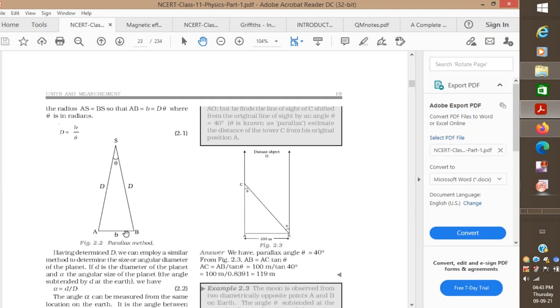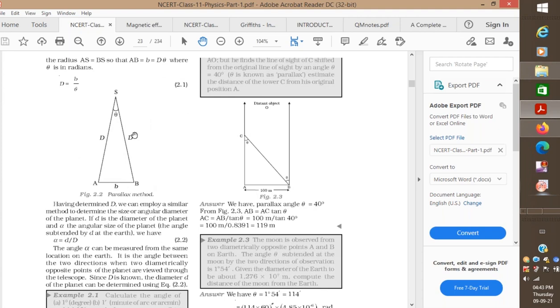I know the angle between the two directions, because while seeing the object through the telescope, I know at what angle I am looking, and from the telescope I can again get the angle between these two lines, AS and BS. So what I have to do is know the distance between the two points on the earth's surface, and the angle between the two directions through which I'm seeing the object from these two places. Once I know these two, I can easily find the perpendicular distance.